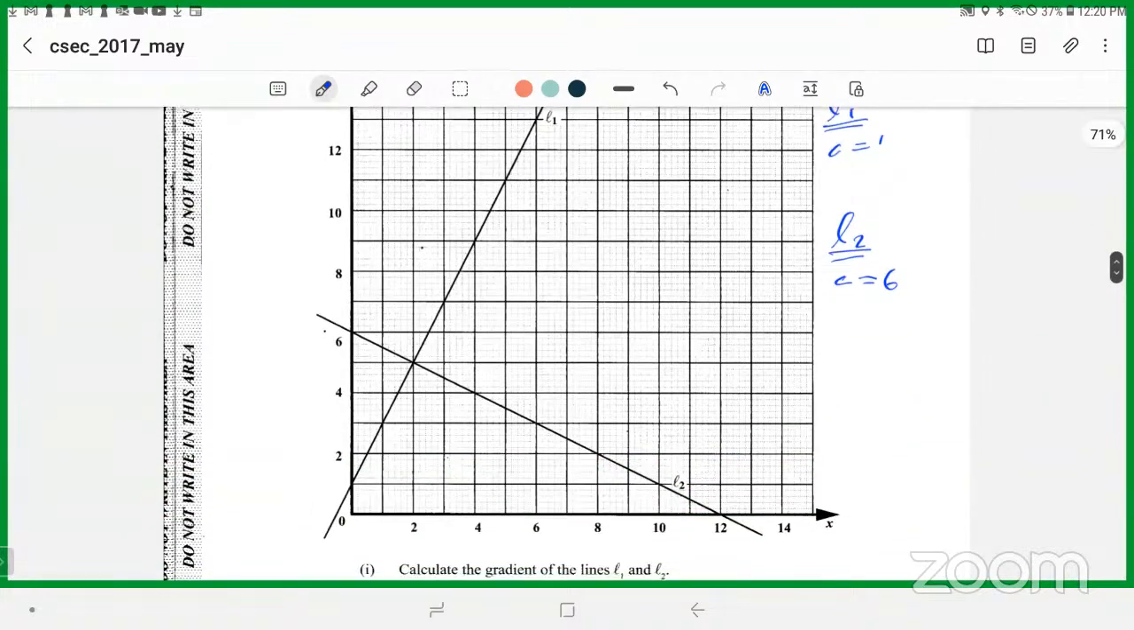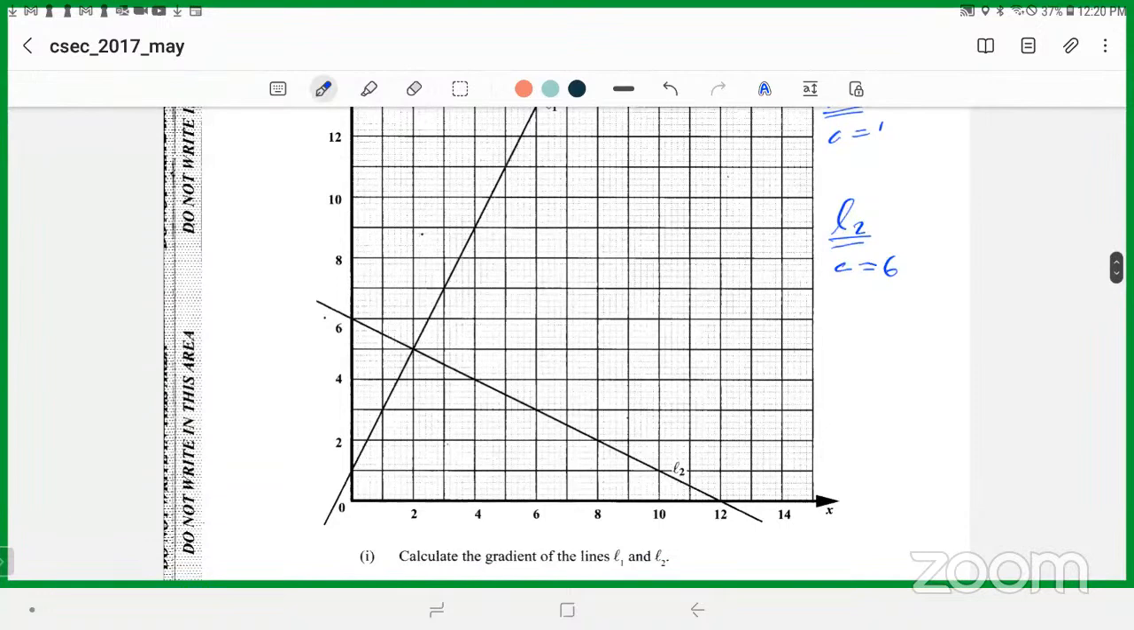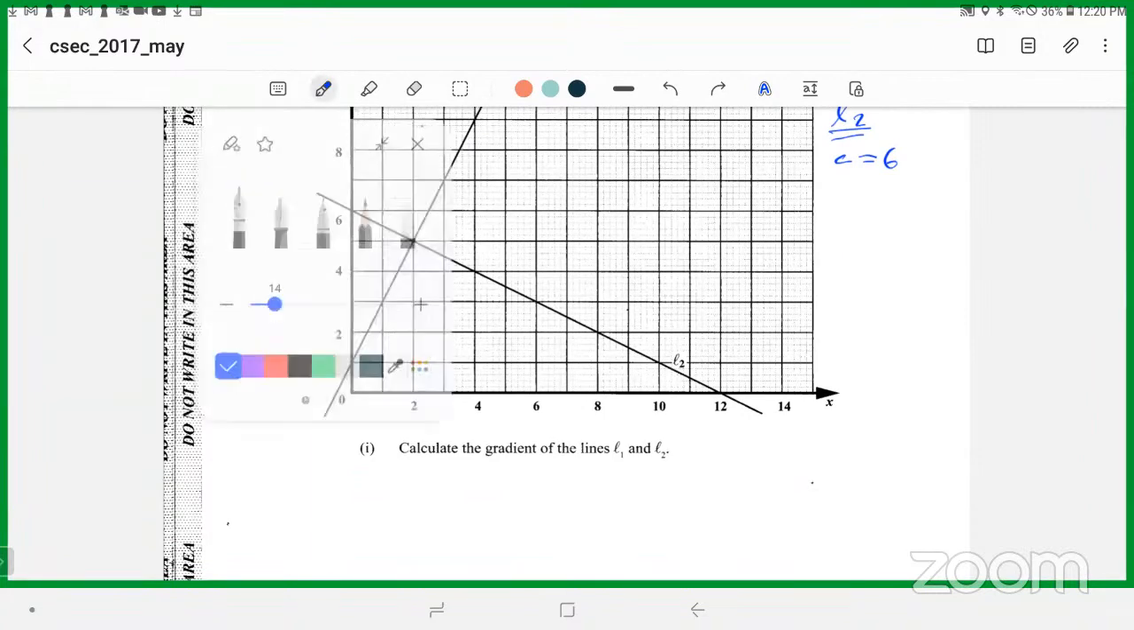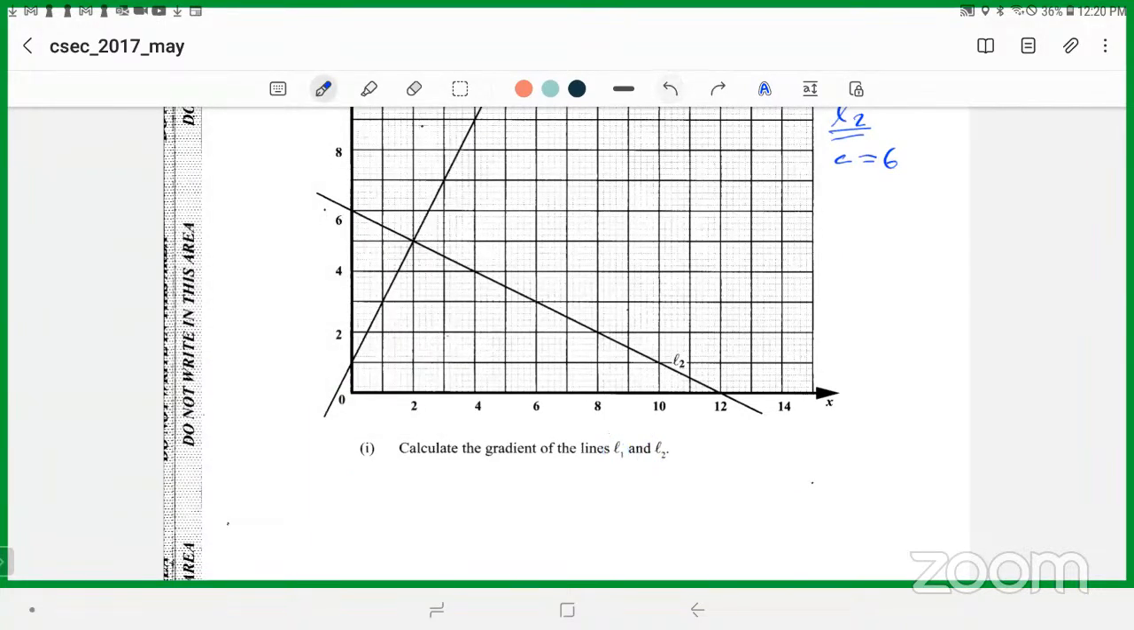Now, because they gave us the graph, the lines, we can actually get the gradient by doing rise over run. You must know that this one has a negative gradient because going from left to right, it's going down. And this one has a positive gradient because going from left to right, it's going up. All right, so let's continue now. They want us to determine the gradient of each of the lines, gradient of line 1 and gradient of line 2. Let's call them m1 and m2. I'm not going to calculate it, I'm just going to use 2 points and the rise over run.